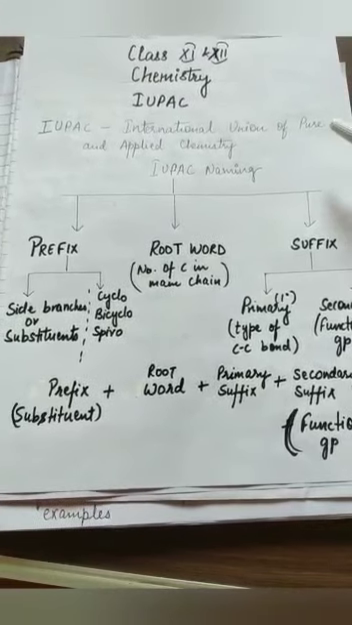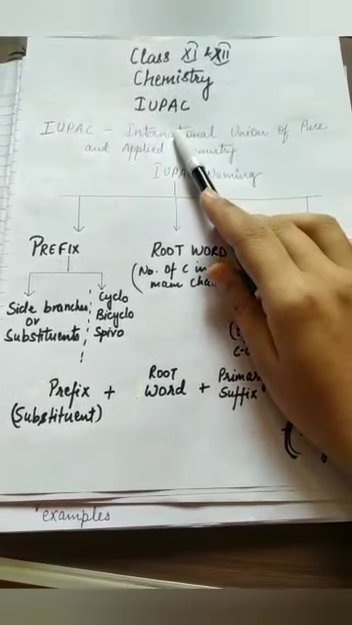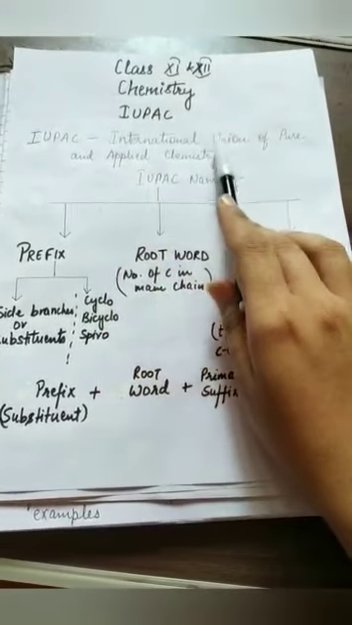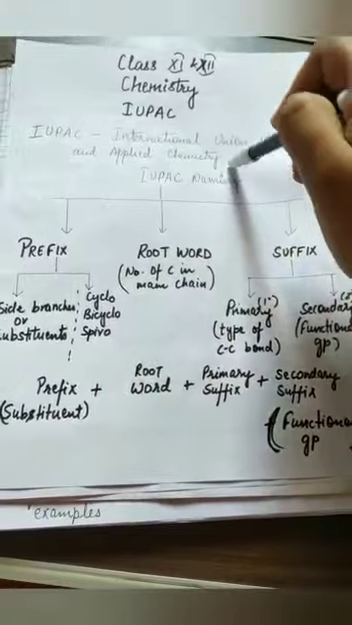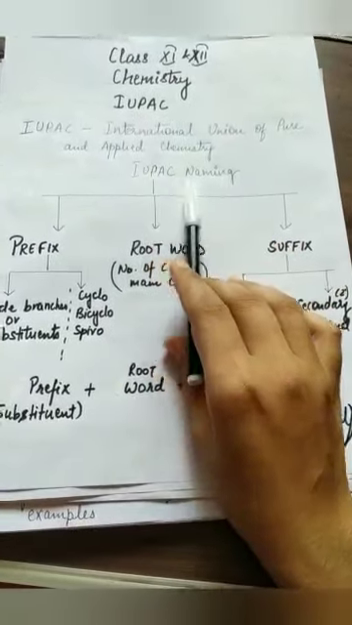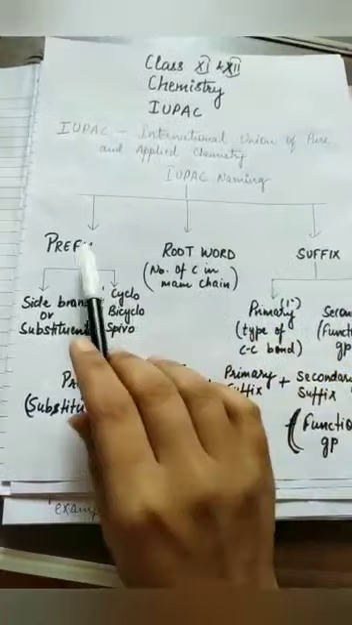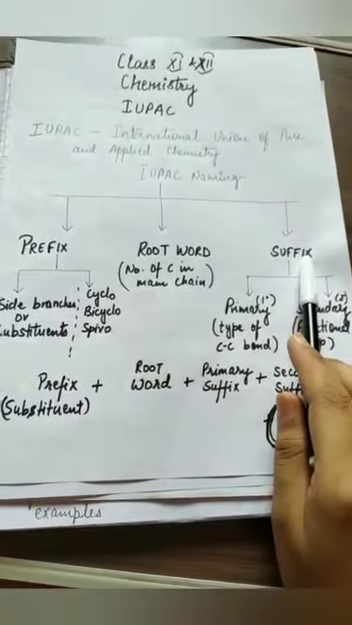Okay students, now let's start with IUPAC. First of all, what is IUPAC? You already know. IUPAC stands for International Union of Pure and Applied Chemistry. Now if we divide IUPAC naming, it is divided into three parts. First is prefix, then is root word, and then is suffix.